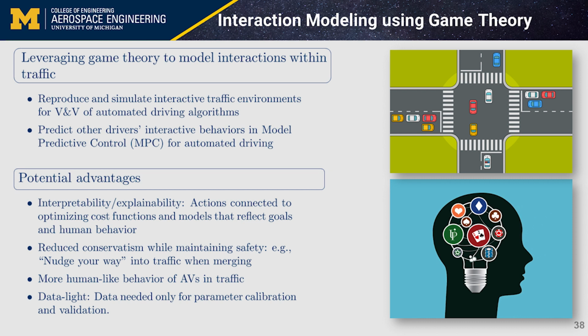First, we can try to reproduce and simulate interactive traffic environments for validation and verification of automated driving algorithms. So the goal is to create a simulator where you can take your automated driving algorithm and see how it would interact with other vehicles. The idea is that these vehicles won't be just driving at constant speed around you, but they will actually react to what you're going to do.